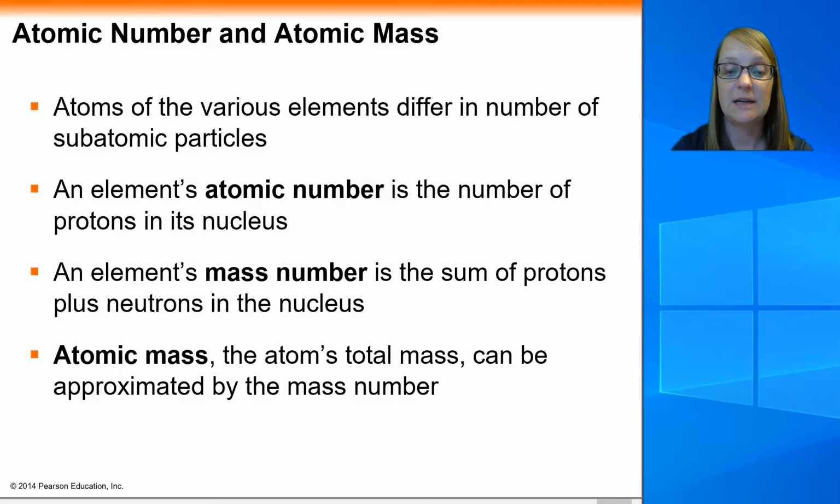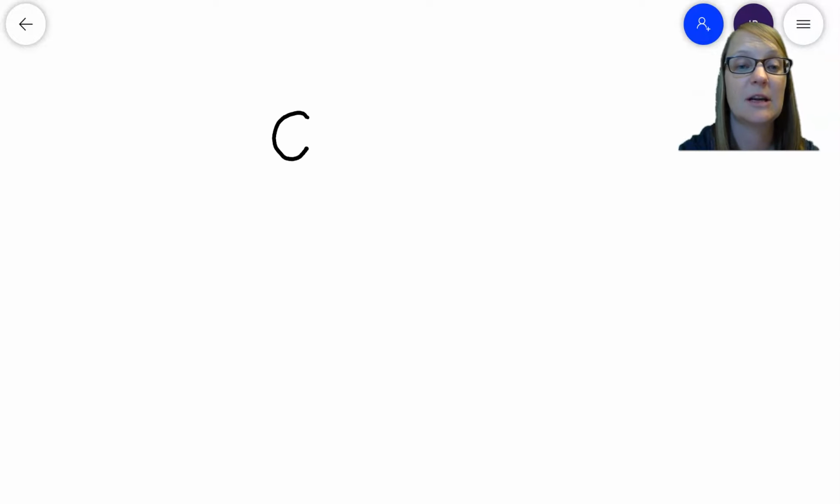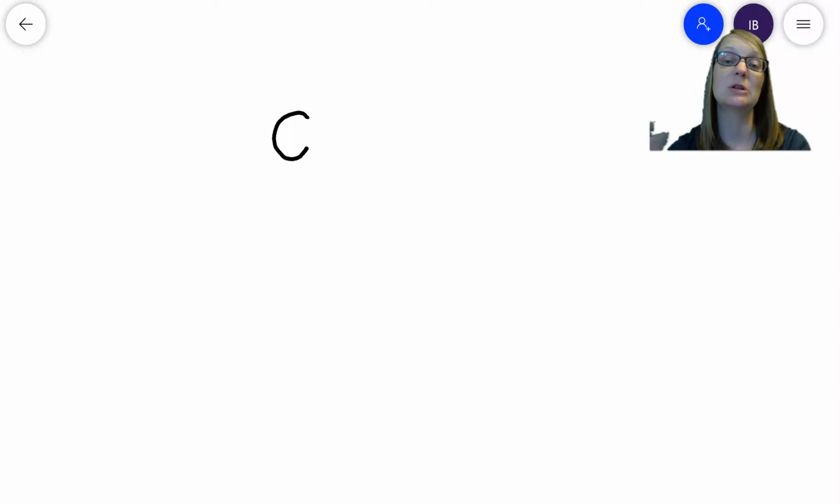Let me pause here for a second and let's draw this out. We're going to use carbon as our example. Every element has a symbol. We'll take a look at the periodic table of elements in a little bit, but there's carbon. Carbon uses the letter C as its element symbol. Sometimes a symbol is a single letter, but there are multiple elements that start with the same first letter, so sometimes it might be a two-letter element symbol. In this case, it's carbon.